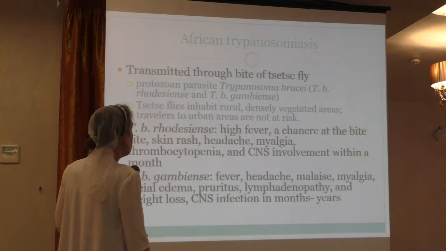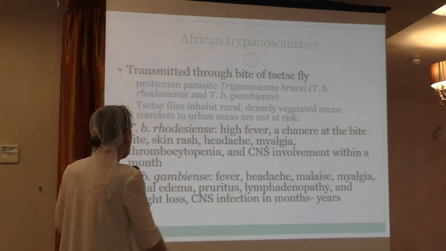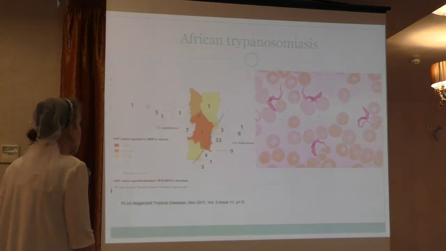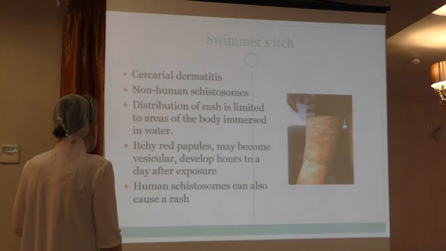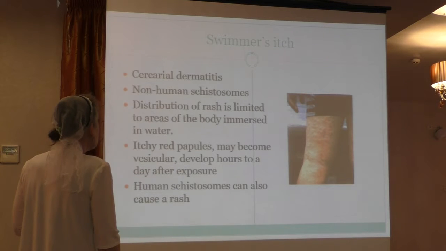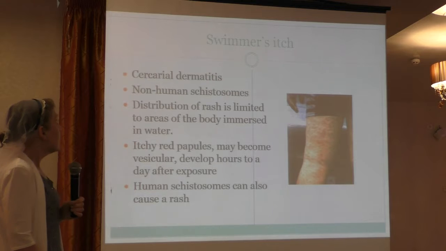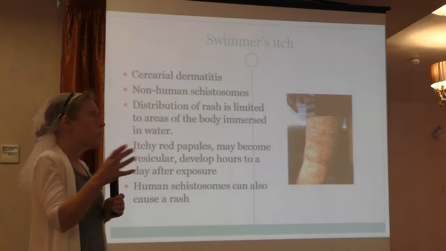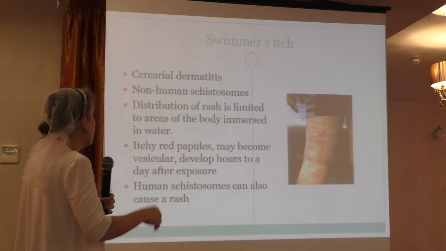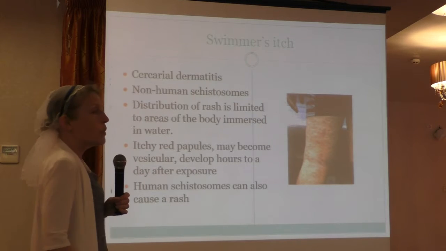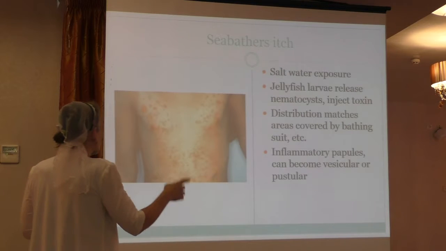Through the bite of the tsetse fly. You may know this one. Here's a picture of the trypanosomes in the blood. This is swimmer's itch. This is similar to the schistosomes. It again comes from the water, but these are non-human, so they don't go into the body, but they do cause a rash, a very itchy rash.